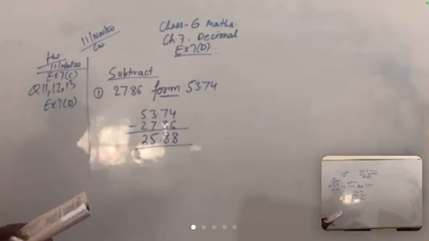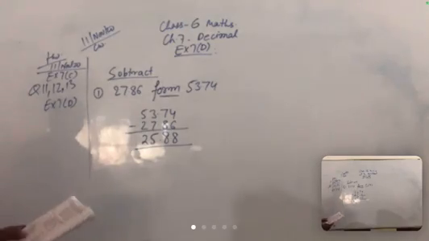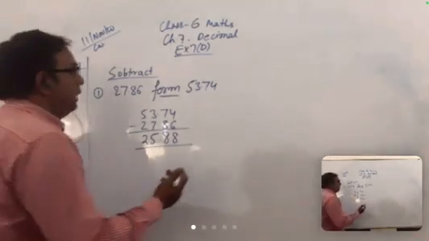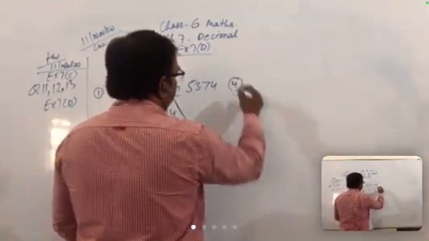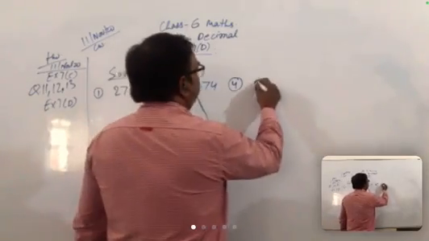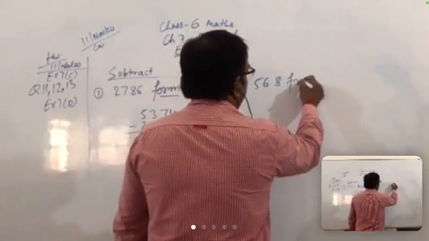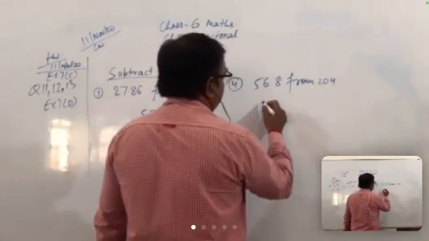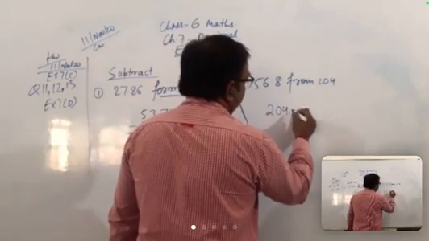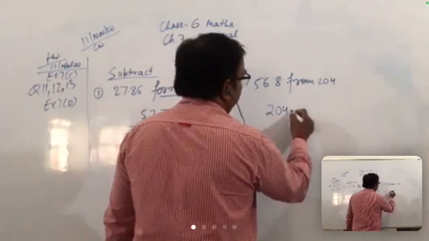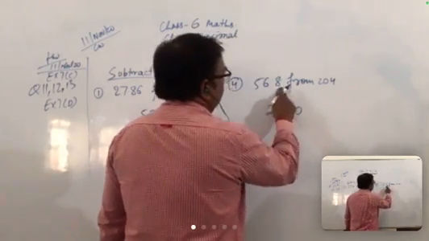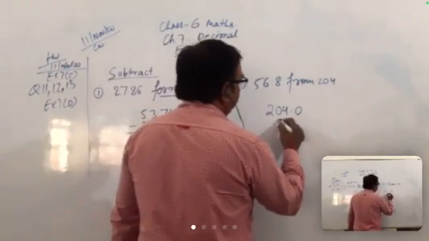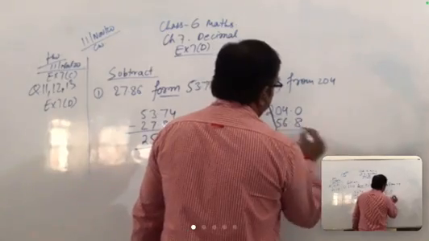These are very simple questions. Now I want to tell you the fourth part. Fourth part, see: 56.8 from 204. So you have to write 204, then point 0 because there is one decimal place. Then you have to write 56.8 and subtract it.